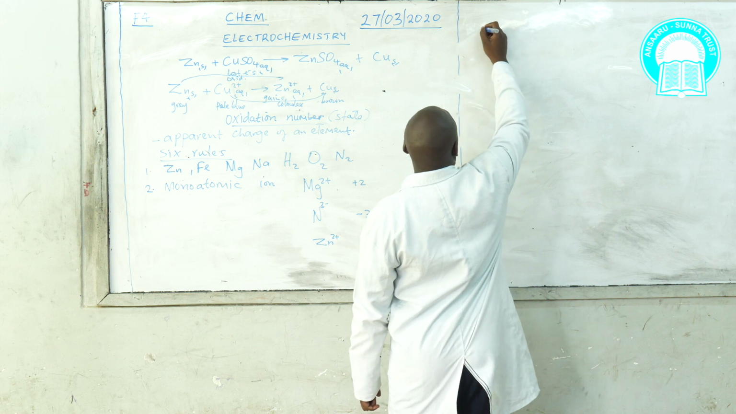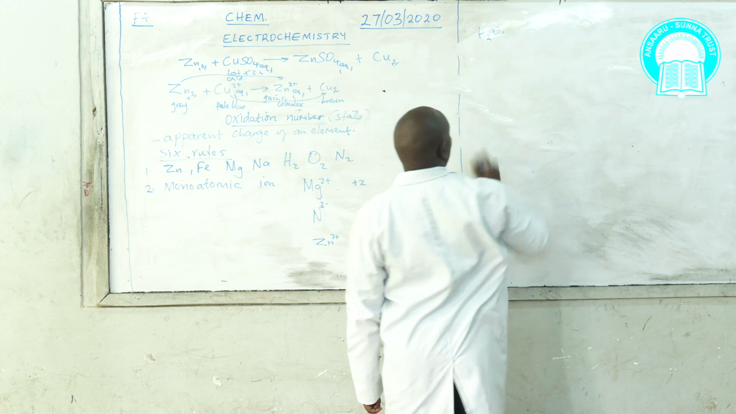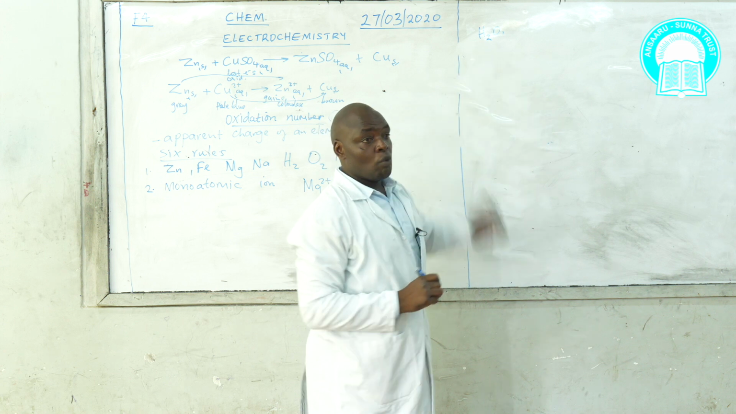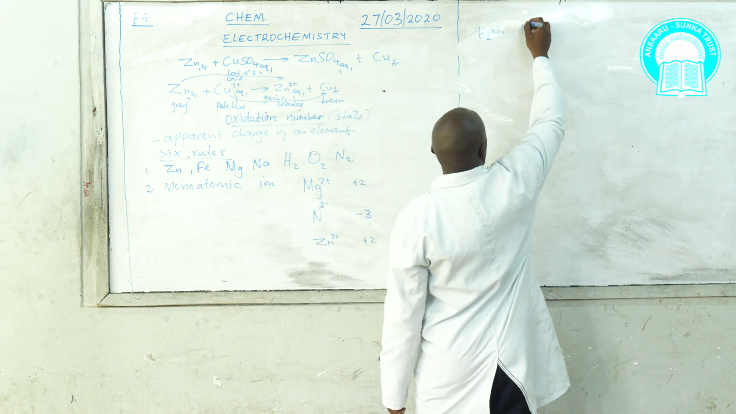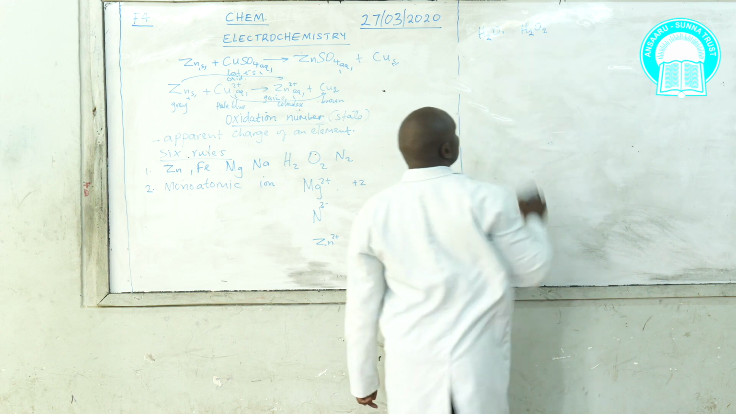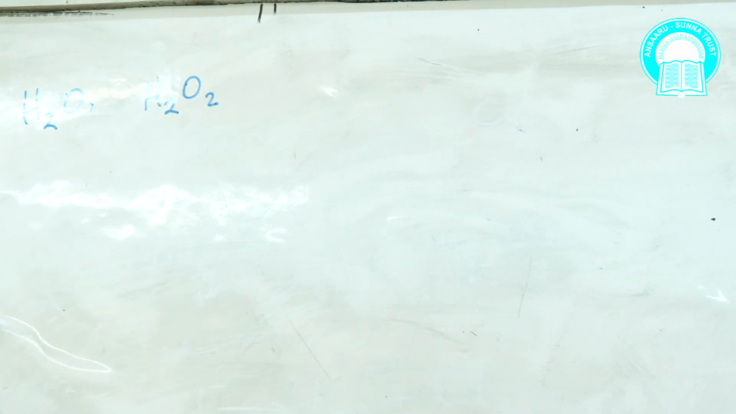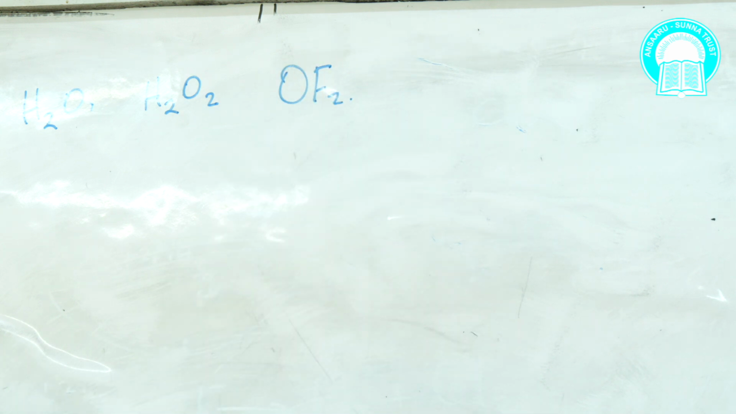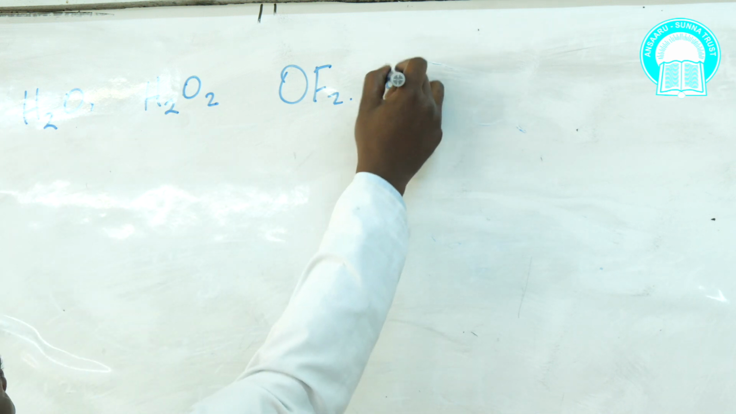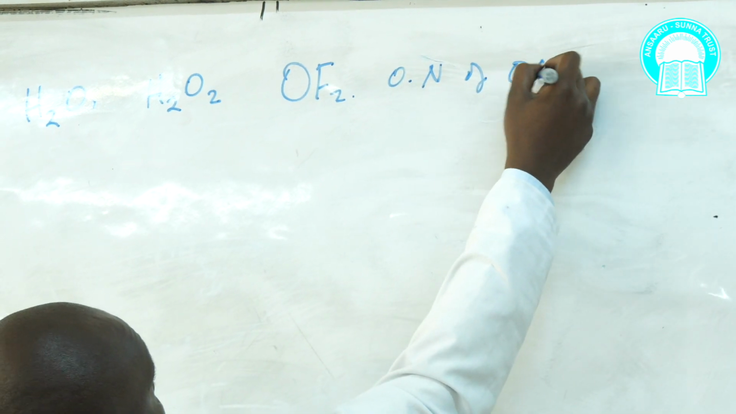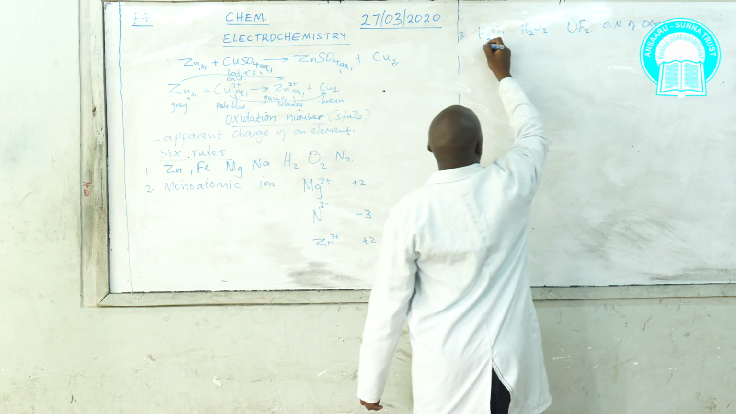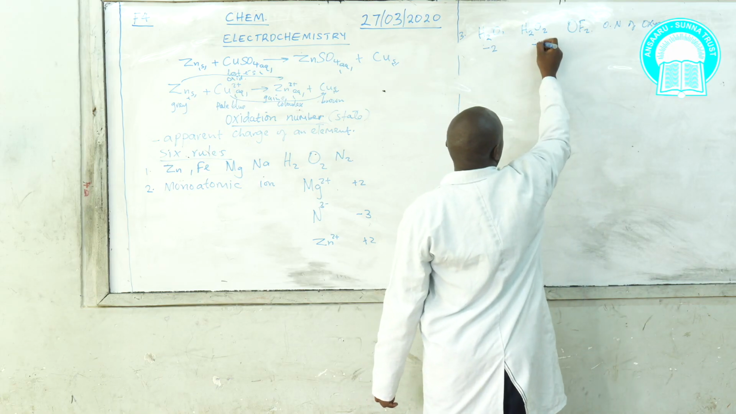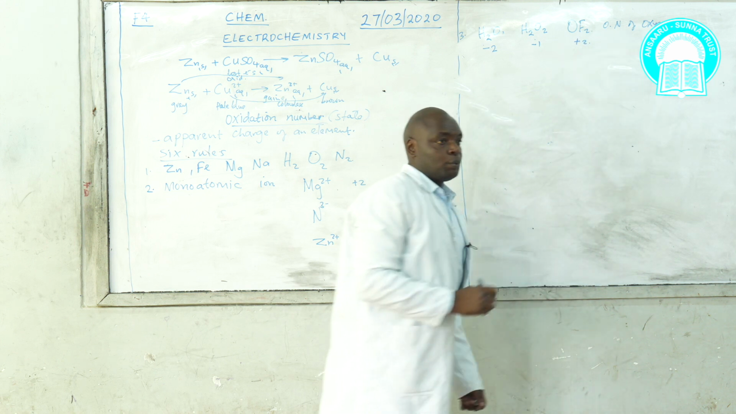For instance, the oxidation number of oxygen in a compound like water is negative 2. The oxidation number of oxygen in a compound like hydrogen peroxide is negative 1. And if we have oxyfluoride, the oxidation number of oxygen is positive 2. That is rule number 3. So the oxidation number of oxygen here will be negative 2, here is negative 1, and here is positive 2.